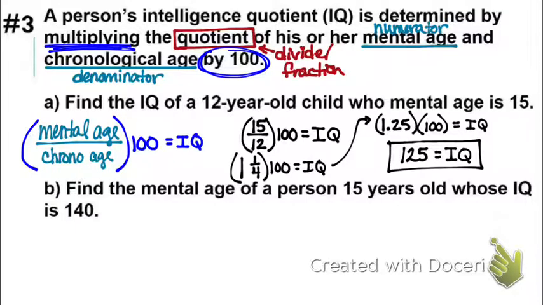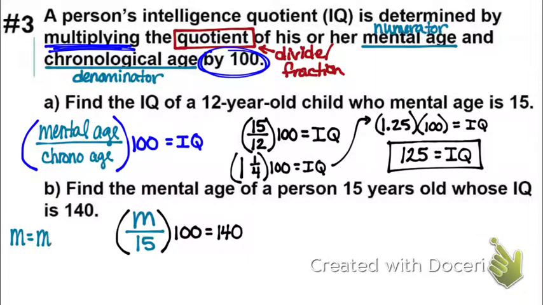All right. How would I do part B? There was no reason for it to be an M over 15 times 100 equals 140. Up above, I said you didn't need to define IQ because the problem defined IQ for us. Here, would you need to define your variable? Yeah, you got to tell me what M means here. What is M? M is equal to mental age.